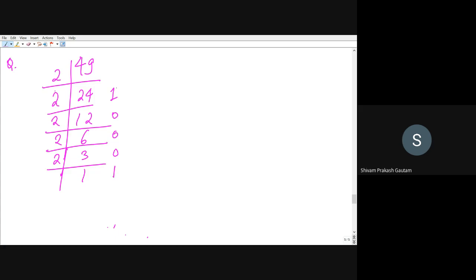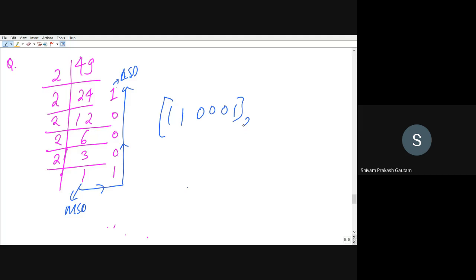Now you cannot divide 1 any further. So this is the saturation point we have reached. From here you have to go upward. This corresponds to your most significant digit, and this corresponds to your least significant digit, and you follow this flow. So 1 1 0 0 0 1 to the base 2 is equal to 49 to the base 10.